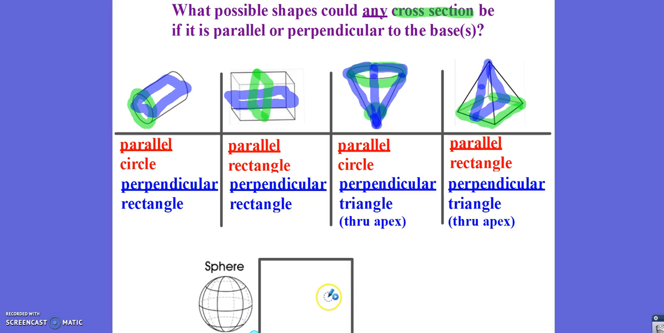Then if I have a sphere, no matter how you cut the sphere, it's just either going to give you big circles or little circles, and we can cut it vertically. We could also cut this one horizontally. We're still going to get a circle.